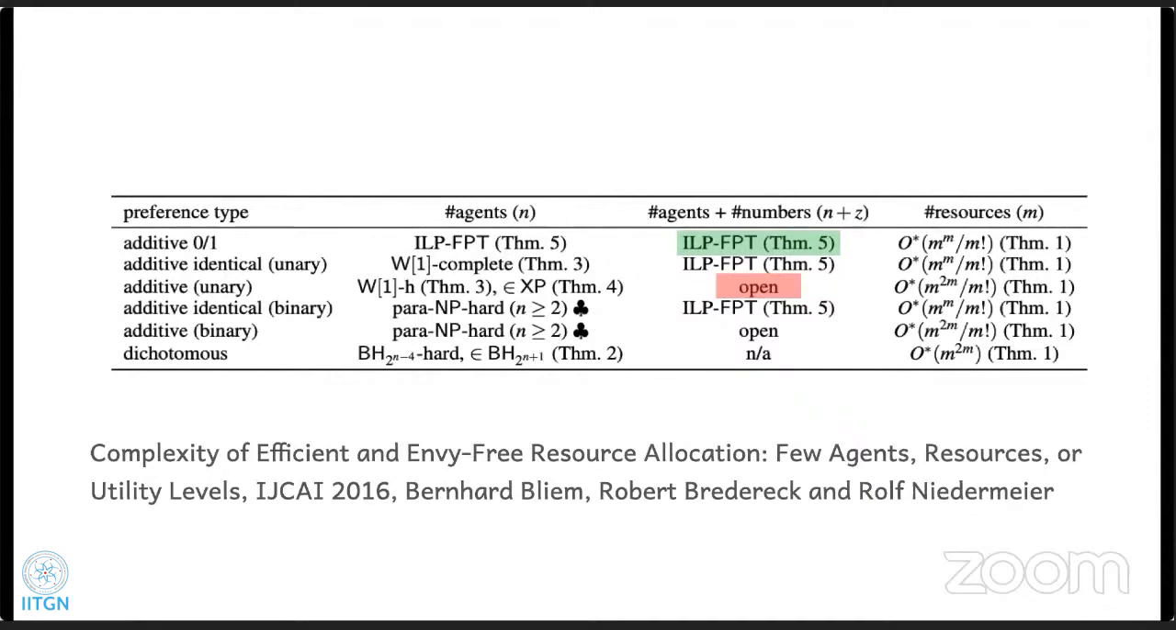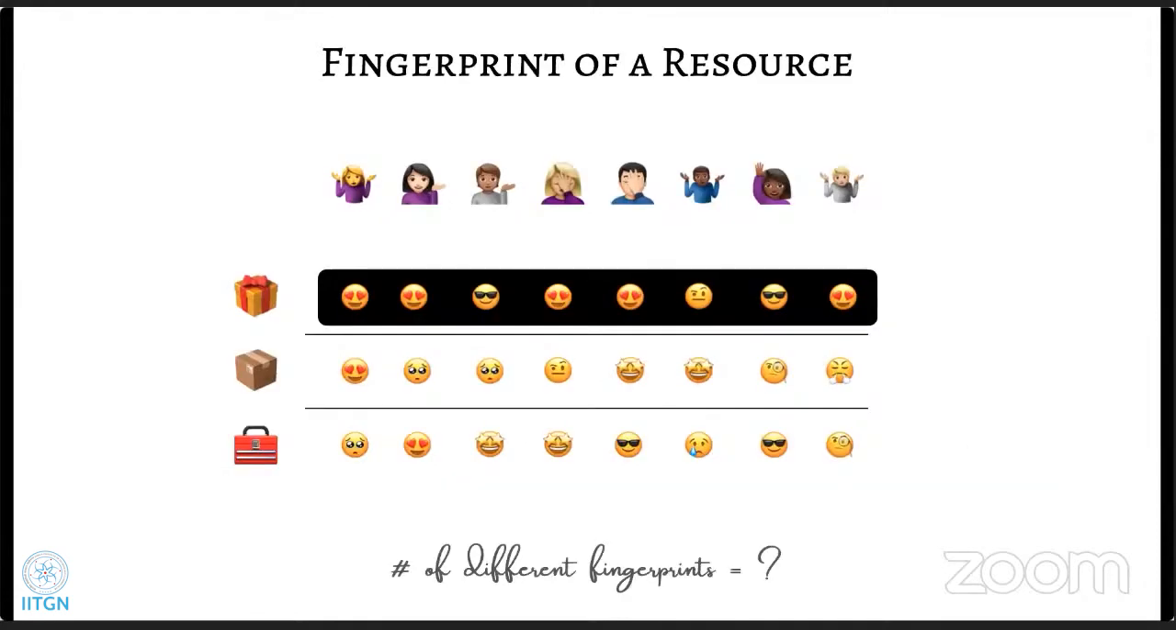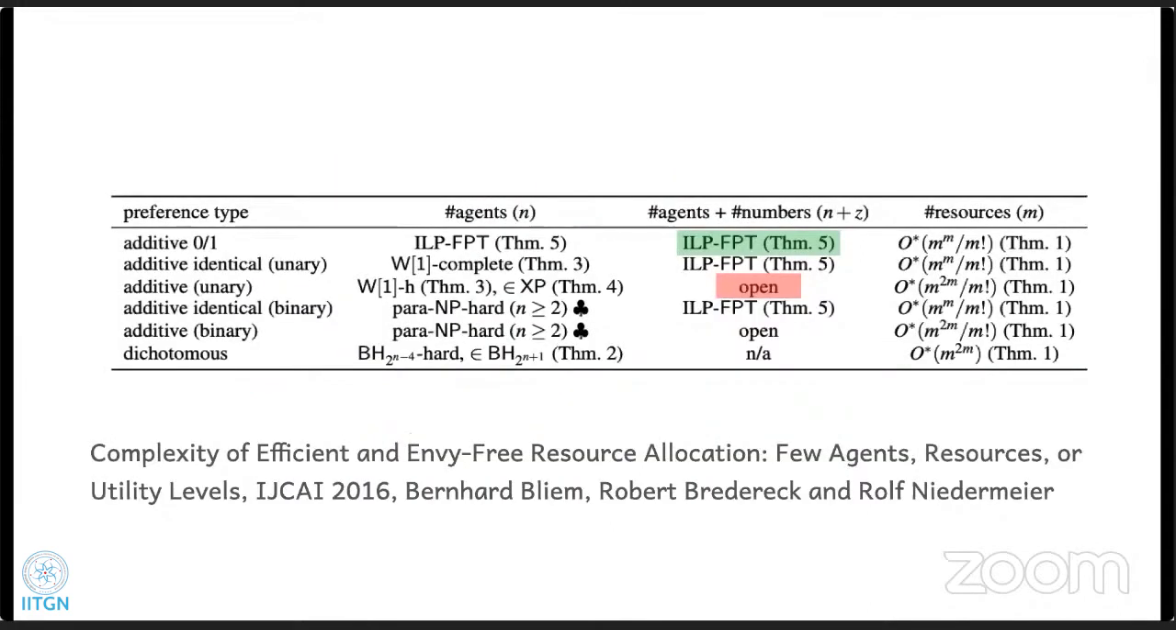Okay, all right, great. So again, it's going to be an ILP approach. I'll talk about the parameterization by the number of agents for additive 0-1, which is pretty much the same as saying n plus z, because the number of different numbers is just a constant in that setting. It also works for identical.